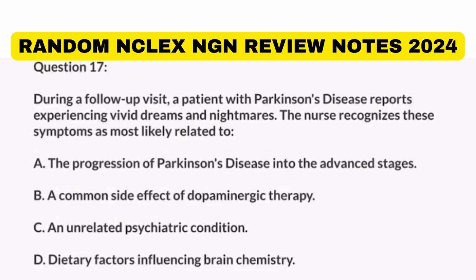Question 17. During a follow-up visit, a patient with Parkinson's disease reports experiencing vivid dreams and nightmares. The nurse recognizes these symptoms as most likely related to A. The progression of Parkinson's disease into the advanced stages. B. A common side effect of dopaminergic therapy. C. An unrelated psychiatric condition. D. Dietary factors influencing brain chemistry.